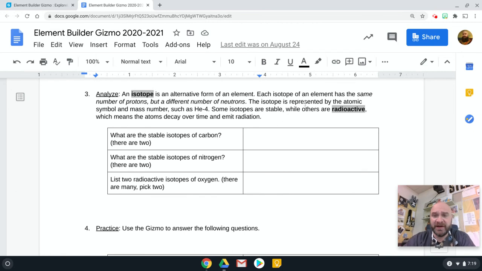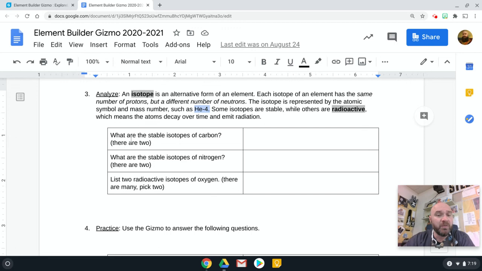The isotope is represented by the atomic symbol and the mass number, such as He4. So He4, He is helium, and 4 is the mass number. So if I can get helium to have a total of 4, it would be He4. Some isotopes are stable, while some are radioactive, which means that the atoms decay over time and emit radiation.